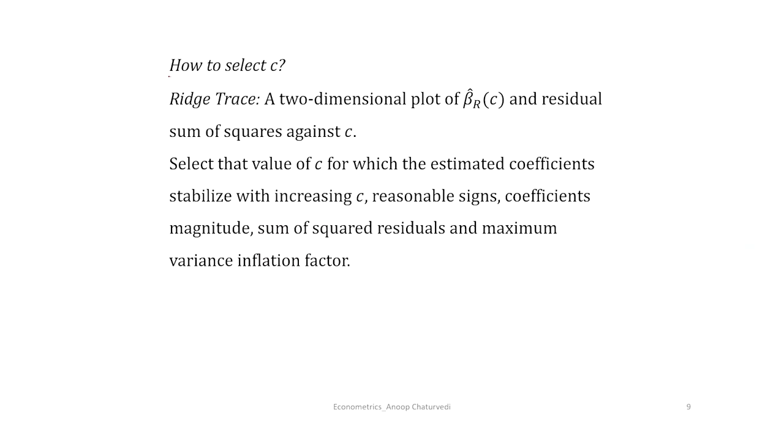Now, the problem is how to select c in practice. There are some procedures. The first procedure which I am going to discuss here is the ridge trace. Ridge trace is a two-dimensional plot of beta hat R c and residual sum of squares against c. From this plot, we select that value of c for which the estimated coefficients stabilize with increasing c. The coefficients also have reasonable signs and magnitudes, and the sum of squared residuals and maximum variance inflation factor are reasonable.